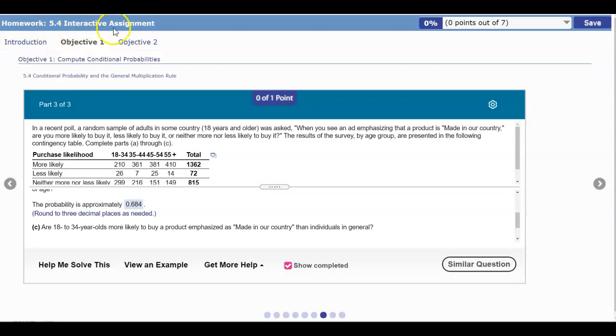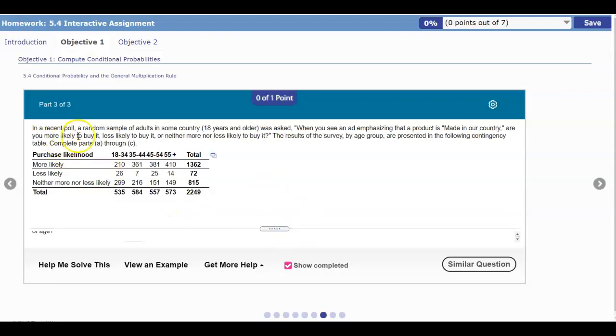Section 5.4 Interactive Assignment Objective 1. In a recent poll, a random sample of adults in some country 18 years and older was asked, when you see an ad emphasizing that a product is made in our country, are you more likely to buy it, less likely to buy it, or neither more nor less likely to buy it?